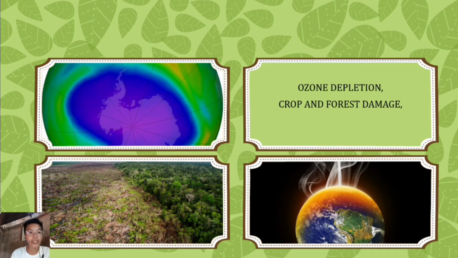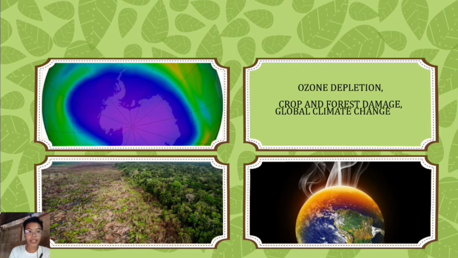Next is the crop and forest damage. Air pollution can damage crops and trees in a variety of ways. Ground level ozone can lead to reductions in agricultural crop and commercial forest yields, reduced growth and survivability of tree seedlings, and increased plant susceptibility to disease, pests, and other environmental stresses, such as a harsh weather. And as described above, crop and forest damage can also result from acid rain and from UV radiation caused by the ozone depletion.